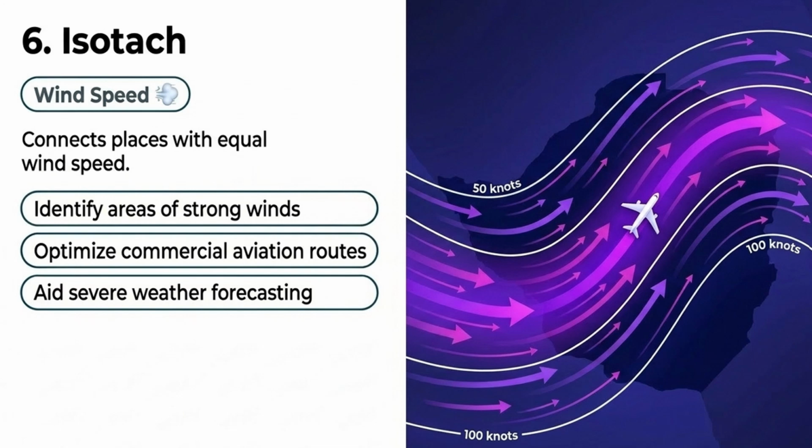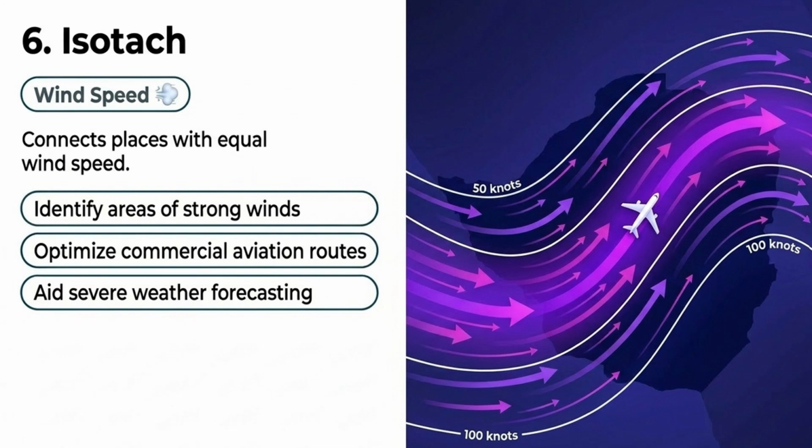Isotach are very useful for identifying areas of strong winds. They help meteorologists forecast severe weather events such as storms and cyclones. Isotach are also important in aviation because pilots use wind speed information to plan safe and efficient flight routes. In simple words, an isotach is a line joining places with equal wind speed on a map.